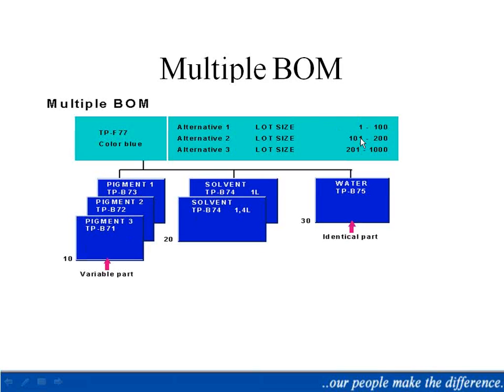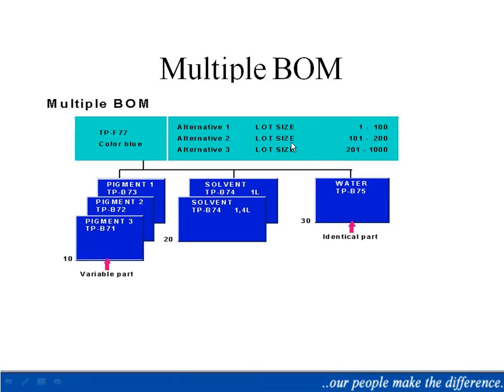If I need to go for more than 100 kg, it is better to go for this combination of the pigment. If the quantity is more than 200, better you go for this combination. But finally, I am getting the same final output, that is the color blue with the code of TPF77. Is this clear to you, Chandra? Yeah. So the significant point in the case of the multiple BOM is that your final end product remains the same, even though your input parameters are changing, generally based upon the lot size, Chandra.